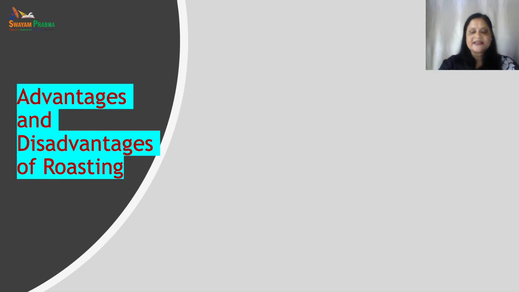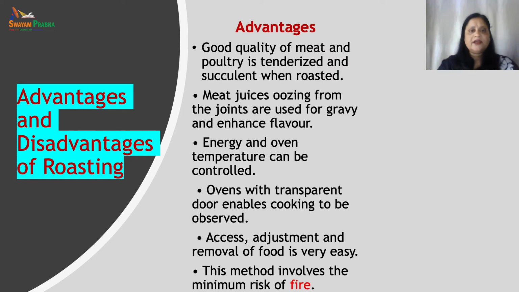Advantages and disadvantages of roasting. Advantages: good quality meat and poultry is tenderized and succulent when roasted. Meat juices oozing from joints are used for gravy and enhance flavor. Energy and oven temperature can be controlled. Ovens with a transparent door enable cooking to be observed. Access, adjustment and removal of food is very easy. This method involves minimum risk of fire.